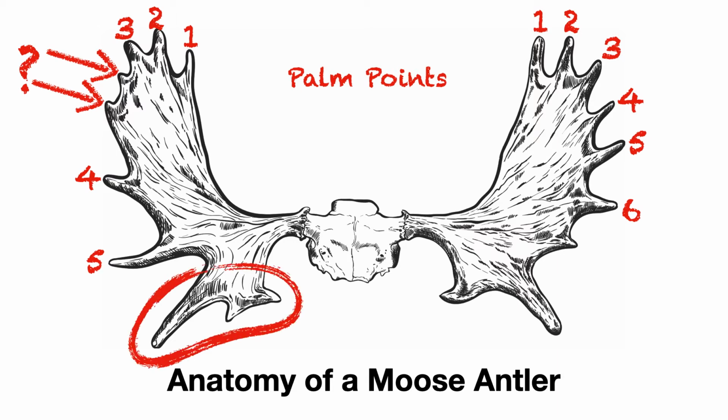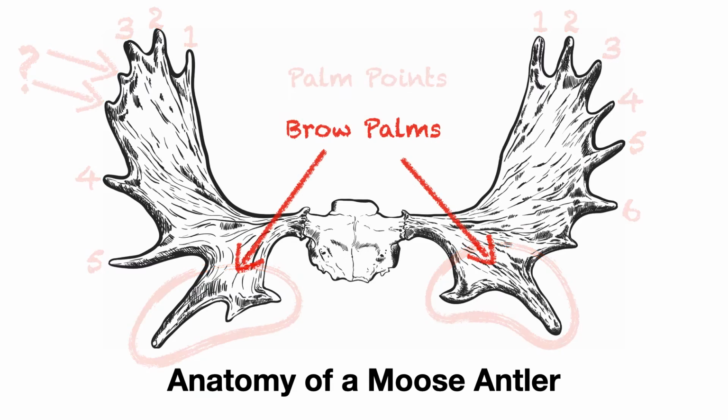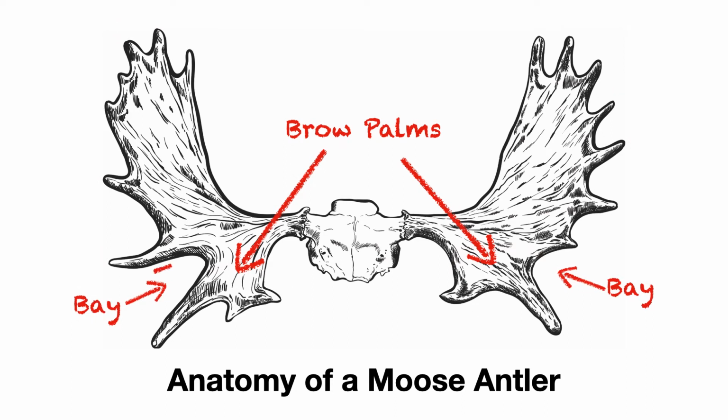Okay, we talked about the palm points, but what about these 2 areas? How come we didn't count the points down here? These are the brow palms. They're defined by deep bays that separate them from the main palms.